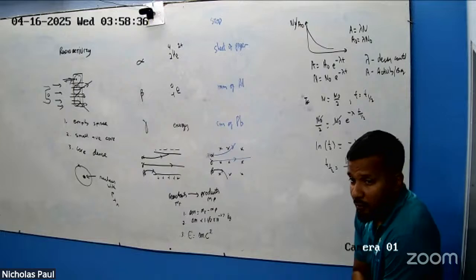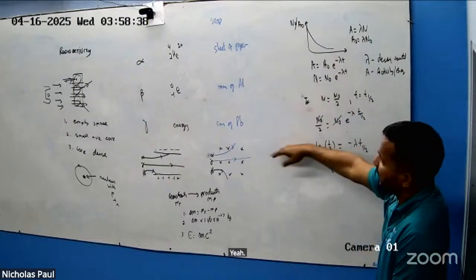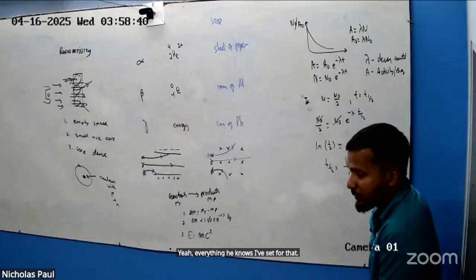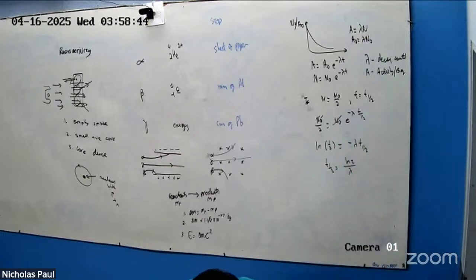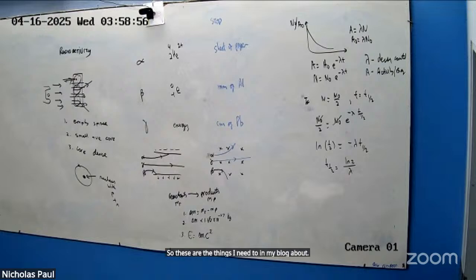Yeah, everything here is in the notes except for that first one. The minus, ln half and minus. Okay, so these are the things that you need to remember about radioactivity.